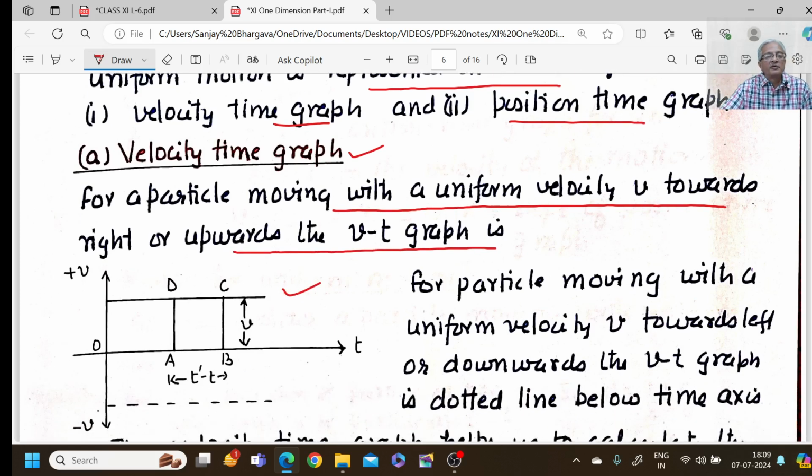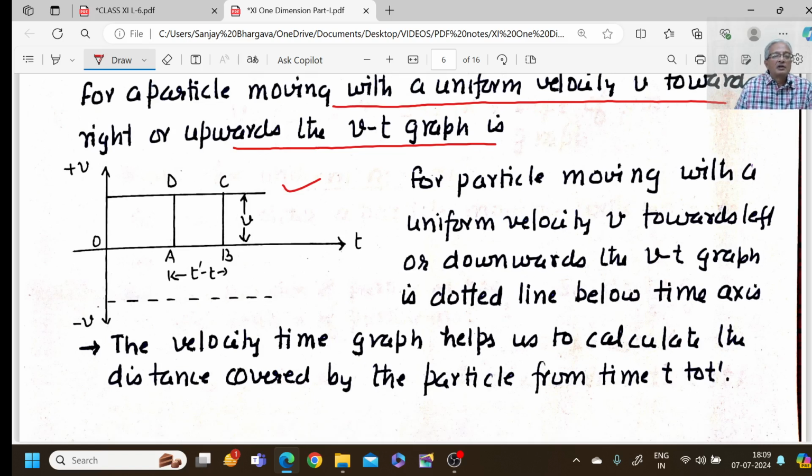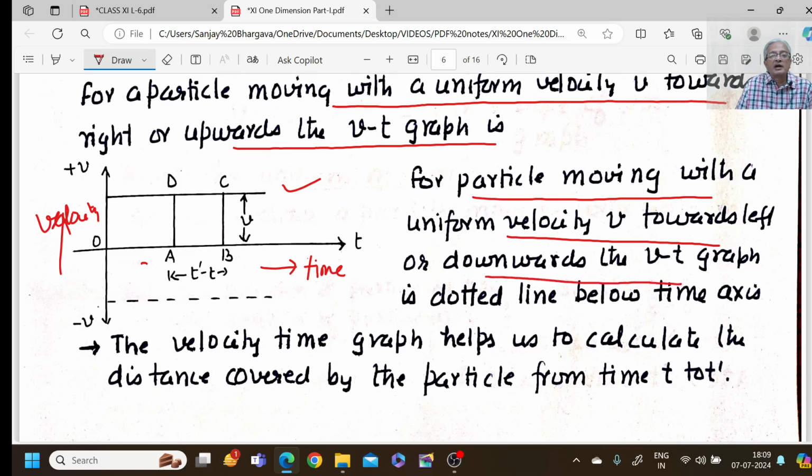Now let us look at the vt graph. On the y-axis we are plotting velocity, and on the other axis we have taken time. At the point velocity v, the magnitude is not changing. For a particle moving with a uniform velocity v towards left or downward, the vt graph is a dotted line below the time axis, and this represents the velocity time graph of a particle moving either in the upward direction or towards right.